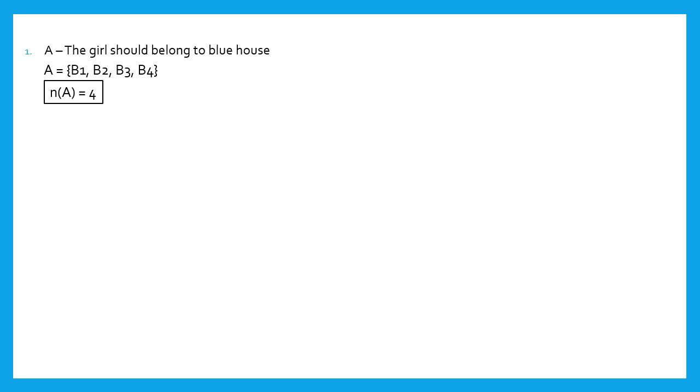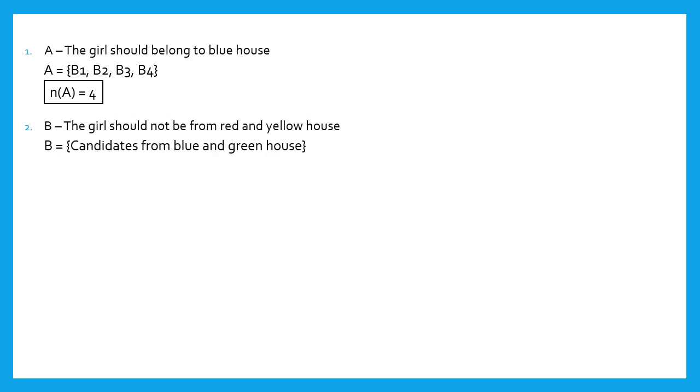Next condition, B, only red and yellow house girls are not allowed. It means candidates from red and yellow house will not get a chance. Let us write the candidates of blue and green house. B is equal to B1, B2, B3, B4, G1, G2, G3. Therefore, total candidates in set B, N of B is equal to 7.